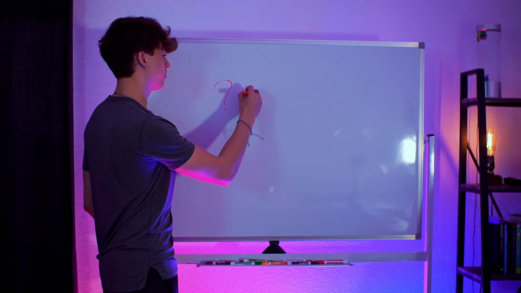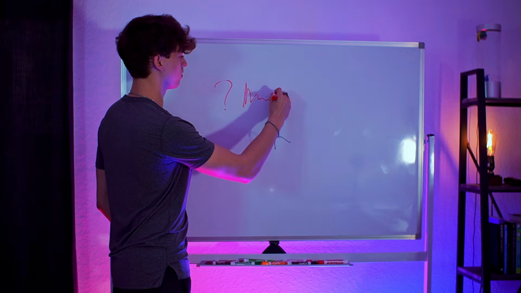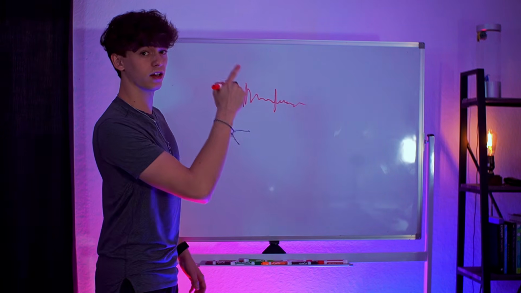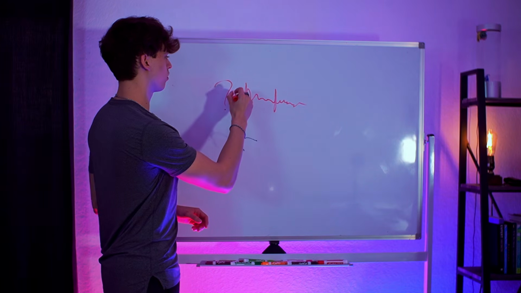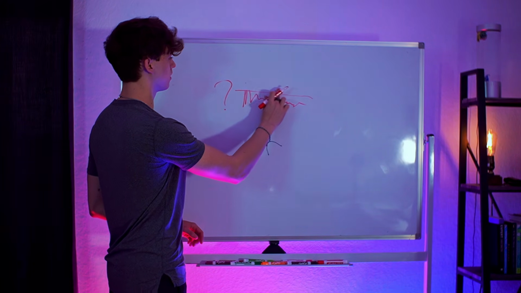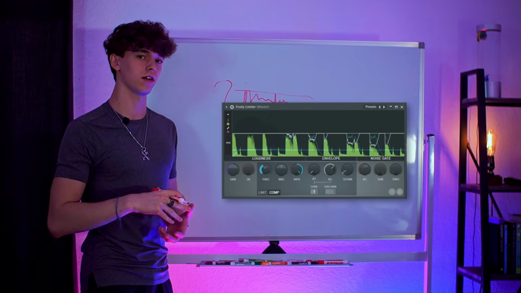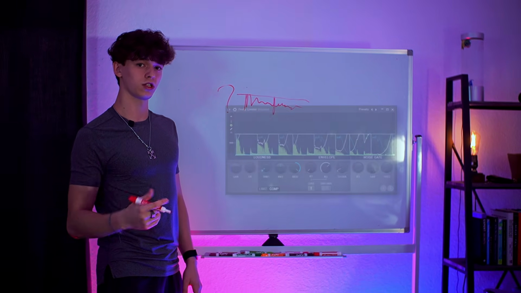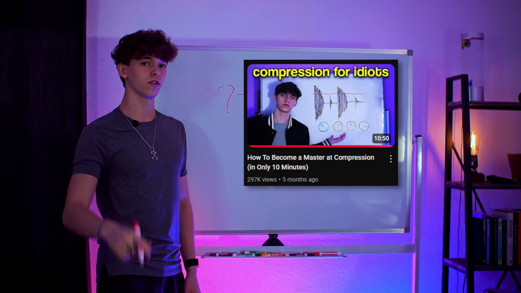So for example, if we have a sound here, we can say this is some drum loop or something like that. If we were to apply a compressor to this, once that sound crosses a certain threshold, such as this line right here, then the compression will kick in and essentially squash those louder parts down. Now, if you need a more detailed compression guide, I have a full video on my channel. You can go check it out.